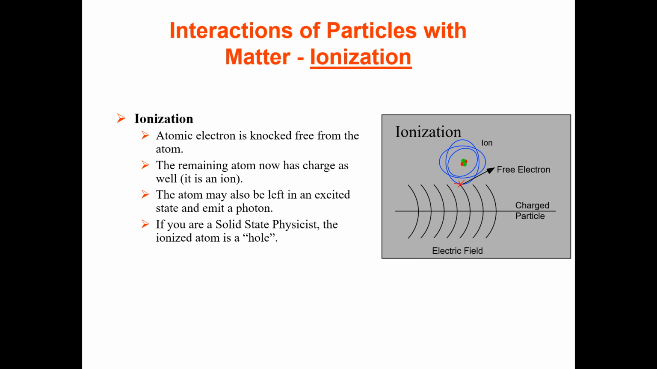But if you are a solid state physicist, working in the field of solid state physics, you call the ionized atom as a whole. When you knock out an electron from these atoms, the place left behind, from where you have knocked out the electron, you call a hole. The hole is basically the vacancy of the knocked-out electron.